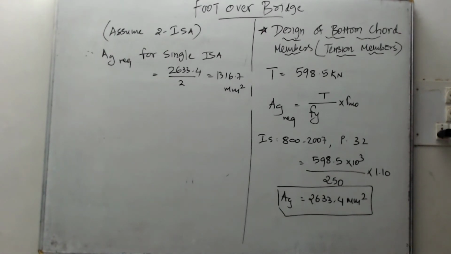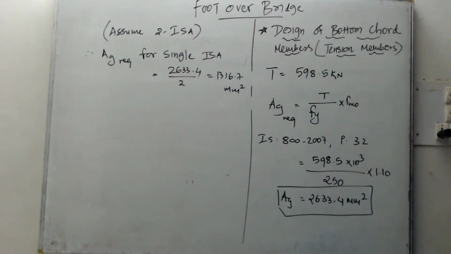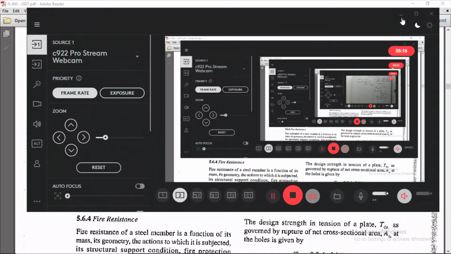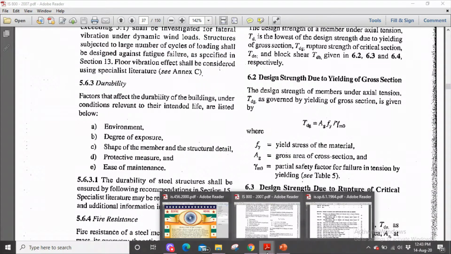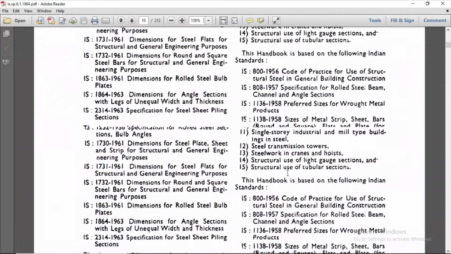So we need to see the steel table for a gross section area around 1316.7 mm square, which is 13.16 centimeters square. So let us go to the steel table, and as per my calculation, if you select ISA 125 by 75 by 8. So let's go to the steel table now and go to the angle sections. This is SP6 code.